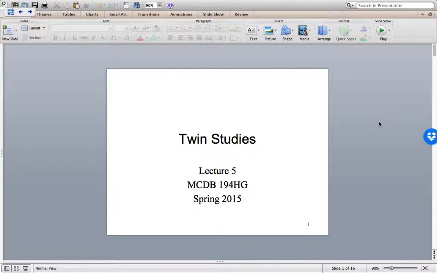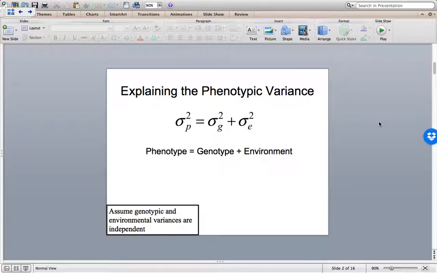In Lecture 5, we will learn about how twin studies can be used to calculate heritability. But first, back to our fundamental law of genetics. Phenotype equals genotype plus environment. In the last lecture, we learned about the formal mathematical representation of this law.